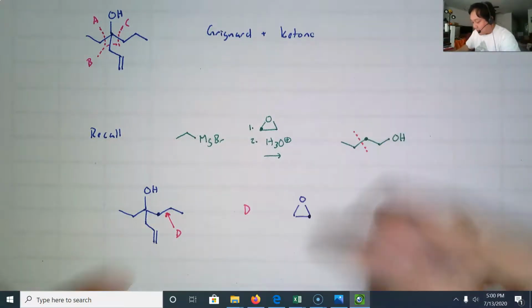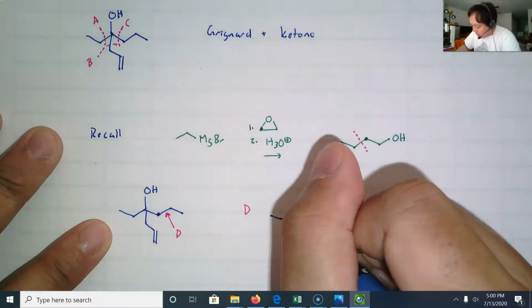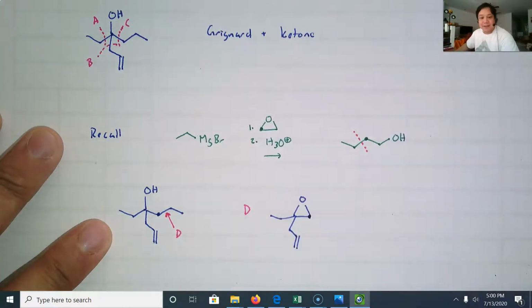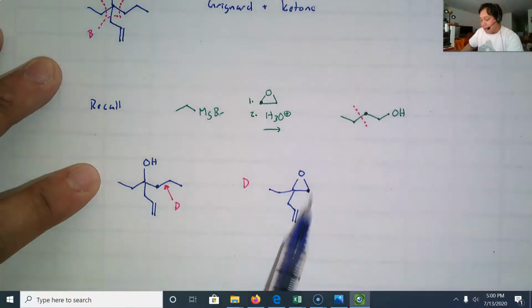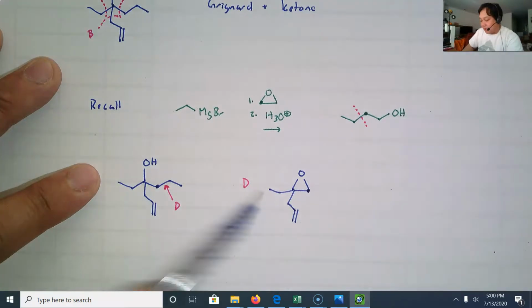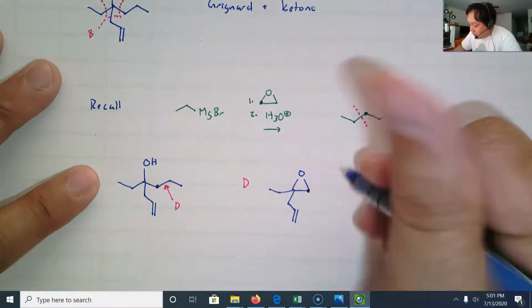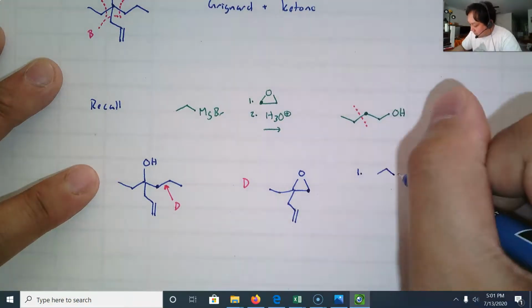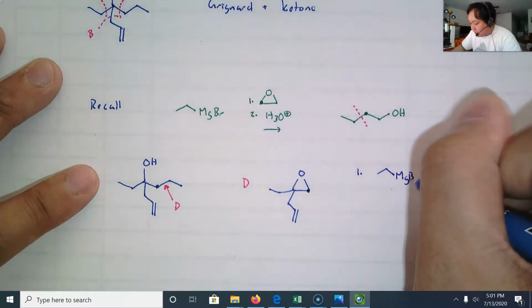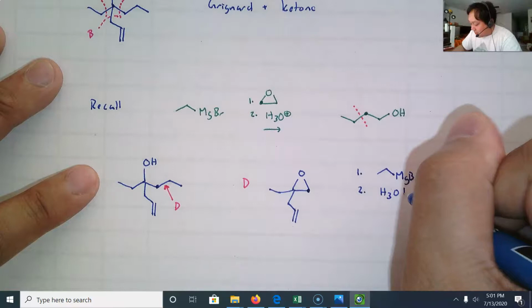There's my dot on the right, and on my left, I have these 2 groups. Do you see how if I attack this dot and open up the ring, I am going to get the OH on this carbon right here? What do I want to open up the dot with? I want to open up the dot with this Grignard reagent, or you could use organolithium. And then I'm going to protonate the O- that I make.